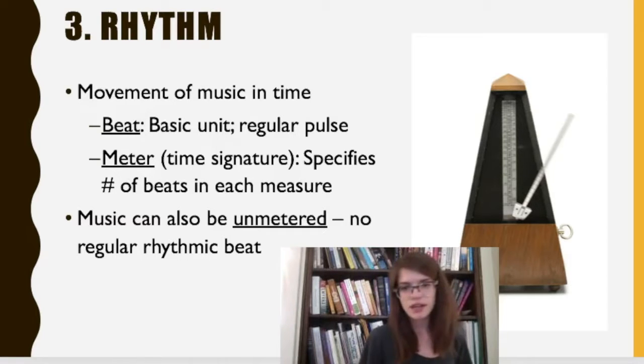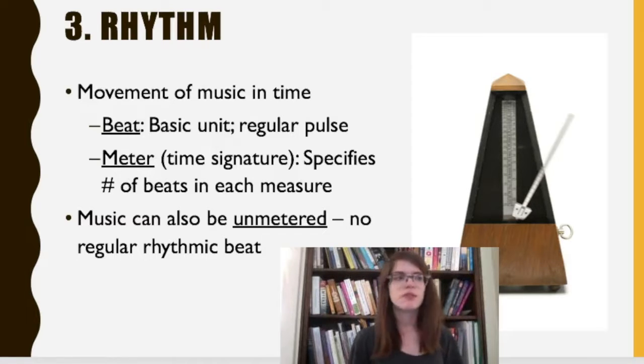And meter is defined also as a time signature, and this specifies how many of those beats we get per measure. So you can say a piece of music is in 4, or it's in 3, or it's in 6, and that's how you would divide up the beats.